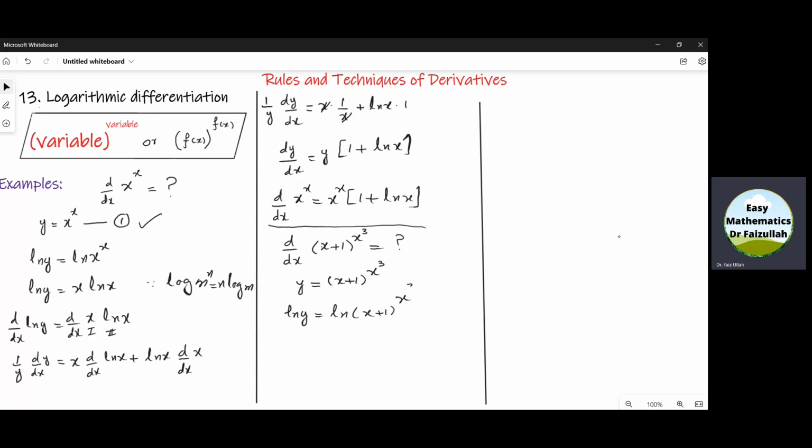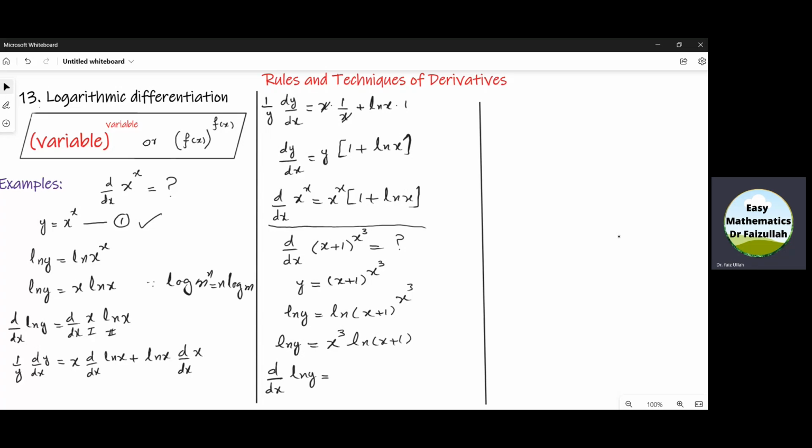So we have this thing. Now just use the rules of logarithm. So we have x cube ln(x + 1). And then in the next step, we take differentiation on both sides.